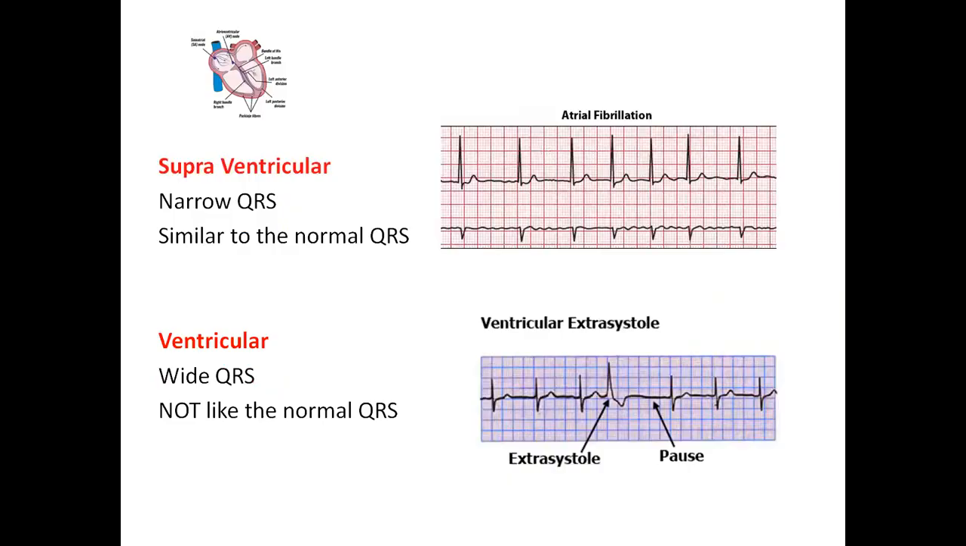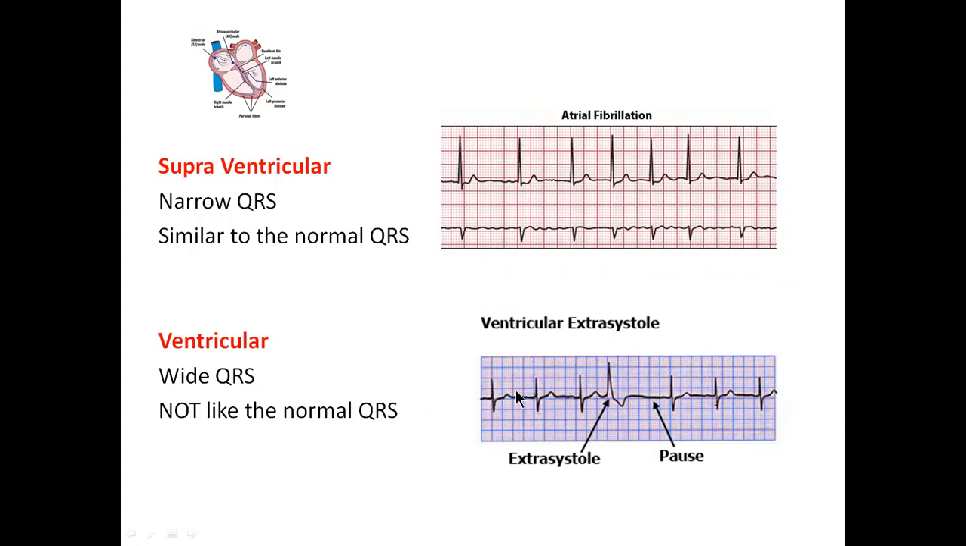How do we know if an arrhythmia arose in the ventricular area, or whether it arose in the supraventricular? It's very easy, because if it is supraventricular, the QRS complex is very thin. Okay, and it will be similar to the patient's normal QRS complex. Whereas if it is ventricular, it will be wide and will be different from the patient's own QRS complex.